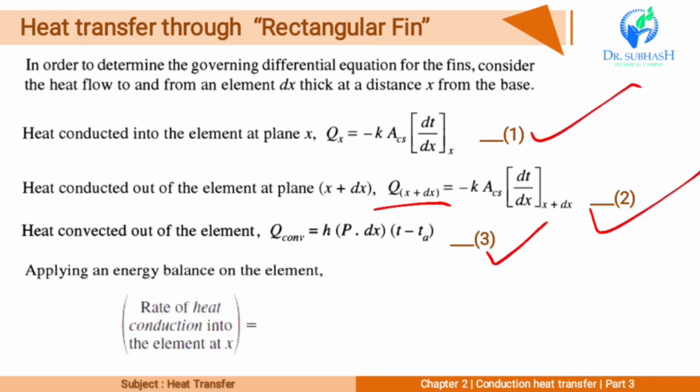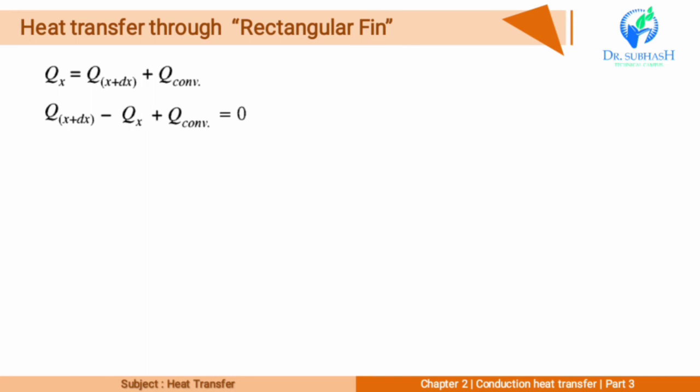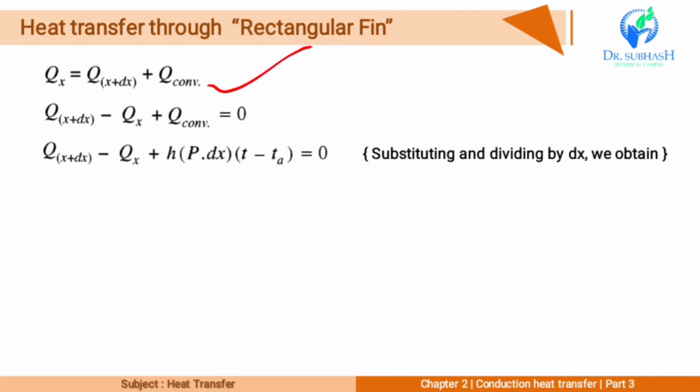Applying an energy balance on the element, the rate of heat conduction into the element at x is equal to the rate of heat conduction from the element at x plus dx, or say delta x, plus the rate of heat convection from the element. So from the energy balance, Qx is equal to Qx plus dx plus Q convection. So we say that Qx plus dx minus Qx plus Q convection is equal to 0. Putting the value of Q convection, that is h into P dx into bracket T minus Ta.